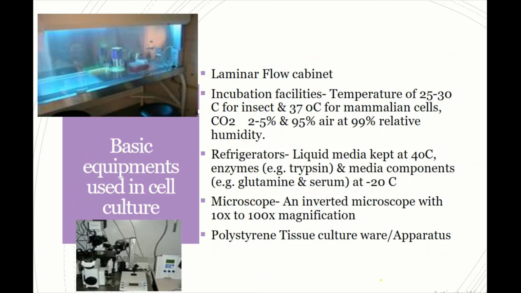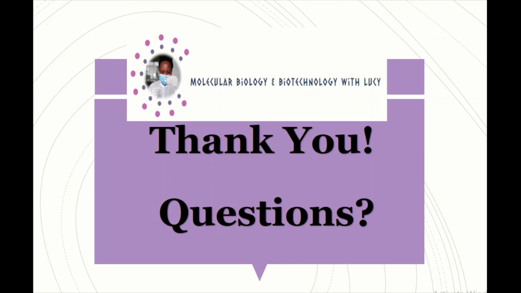Basic equipment used in cell culture, we have the laminar flow cabinets that usually help us protect our environment as well as protect our culture from contamination. Incubation facilities, we have temperature regulation, we have carbon dioxide requirements, and we have relative humidity requirements. Of course, we need refrigerators because we need to store our media, and we need microscopes to be able to magnify and observe or even check cell viability. And the tissue culture apparatus usually is made from polystyrene. So that is it on basics of cell and tissue culture.